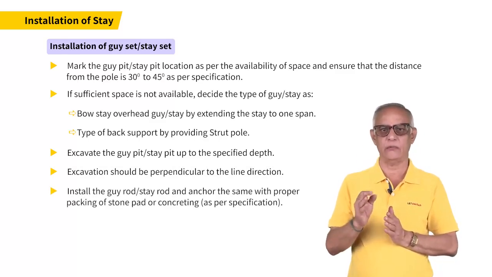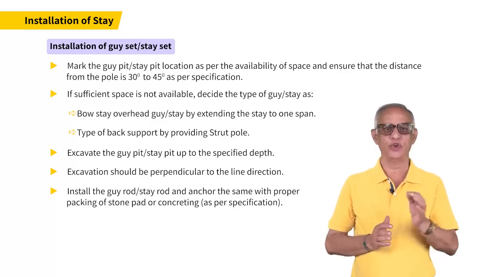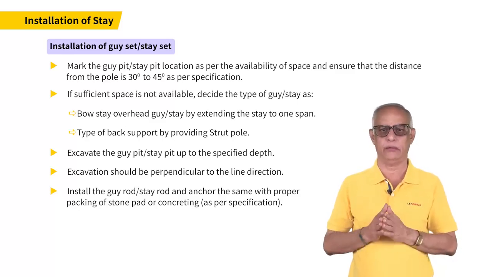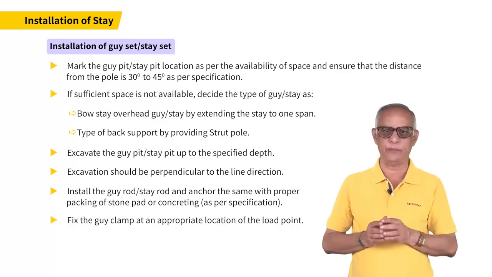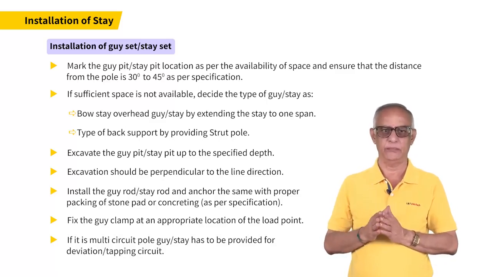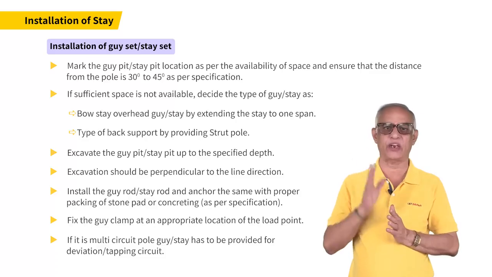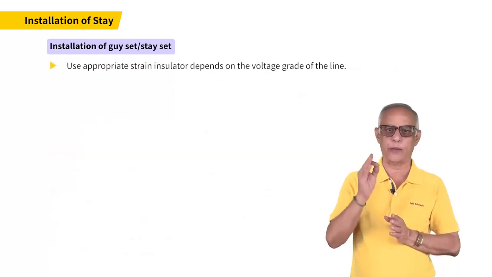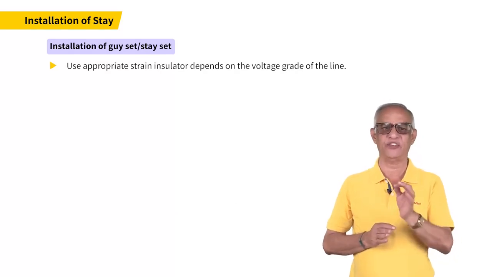Install the guy rod or stay rod and anchor the same with proper packing of stone pad or concreting as per specification. Fix the guy clamp at an appropriate location of the load point. If it is a multi-circuit pole guy or stay, it has to be provided for the deviation or tapping circuit. Use an appropriate strain insulator, depending on the voltage grade of the line.